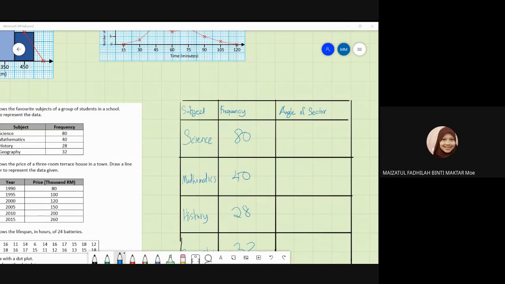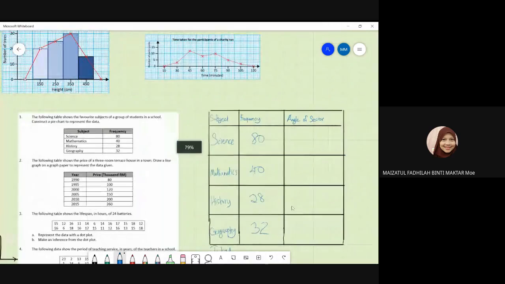Okay, so the first thing, the question asks you to construct a pie chart. If given a question like this, you must construct another table. The first two columns are the same as the question, but you add another column, written as angle of sector. It means you must find the angle of sector to draw the pie chart.